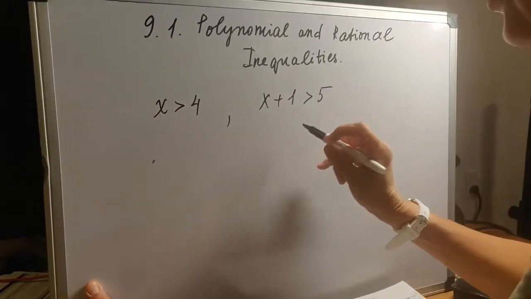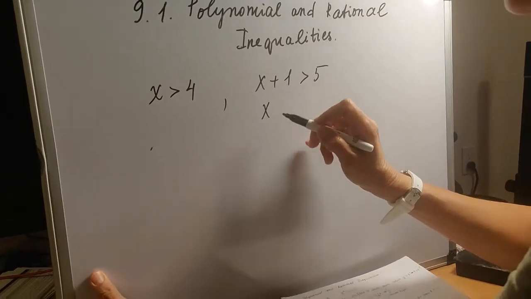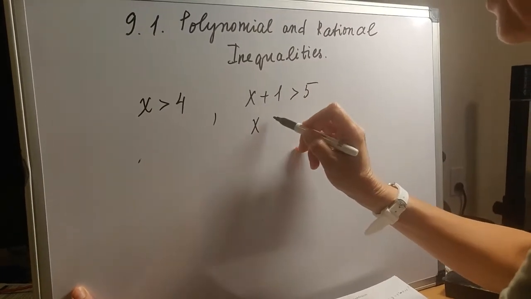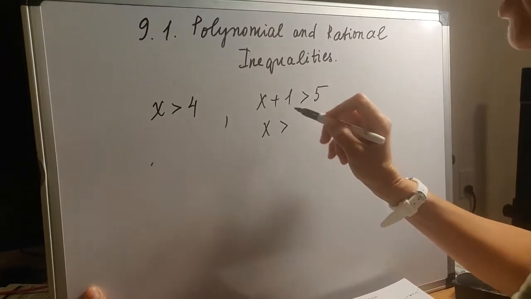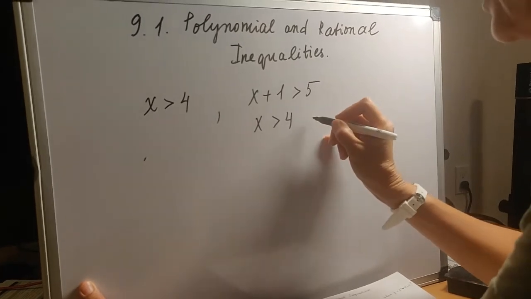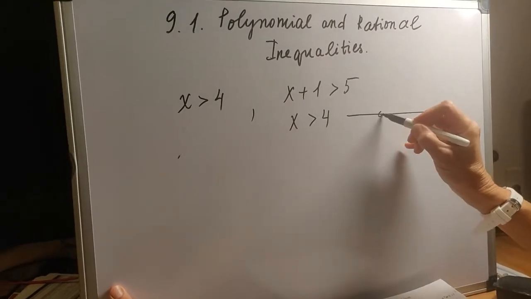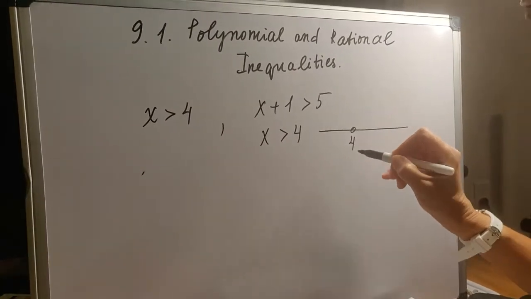And then to solve an inequality is to give the interval of x's which satisfy this inequality. For example, I'm going to subtract 1 from both sides and get x greater than 4. Usually we give our final answer in interval notation. What is interval notation? I'm going to graph 4 over here.